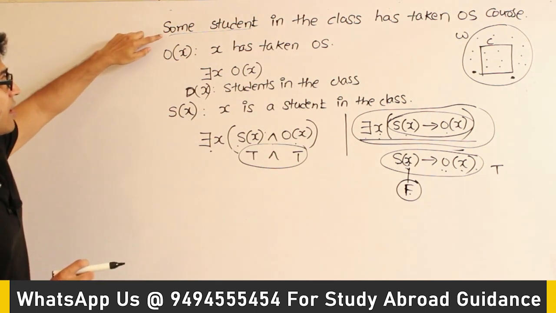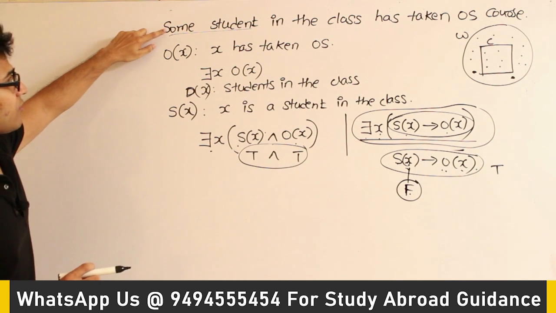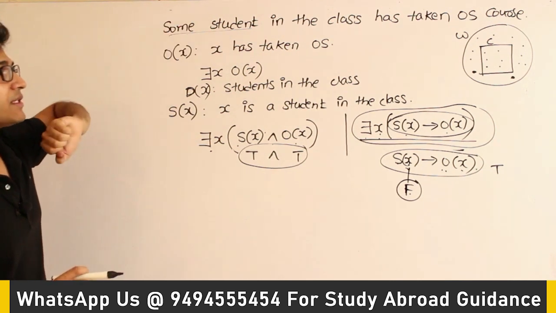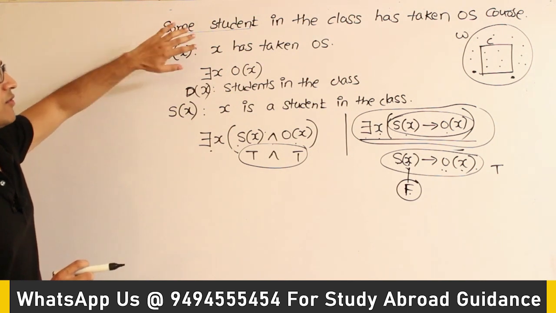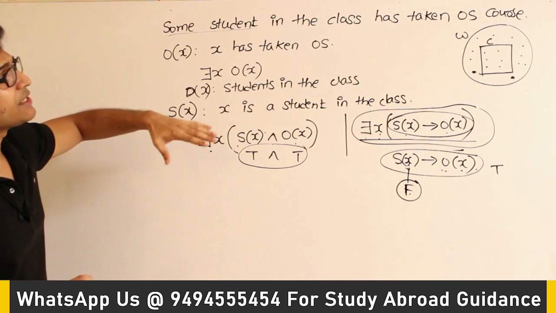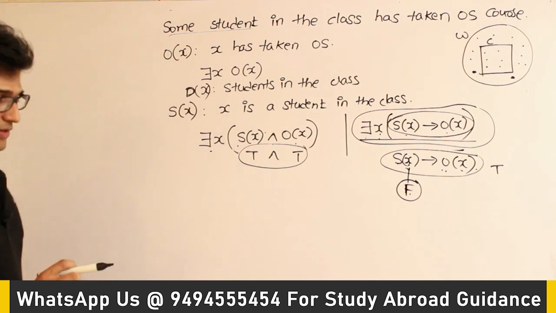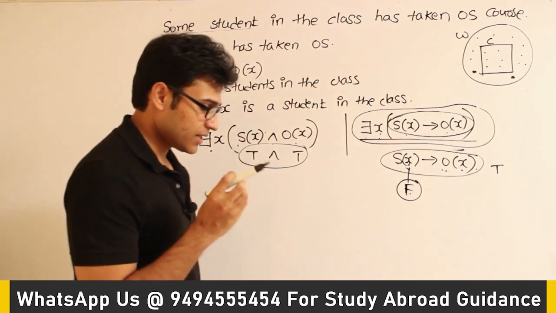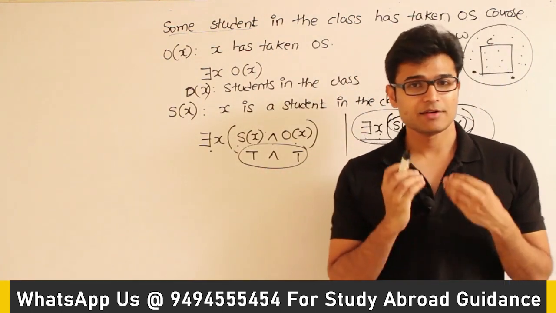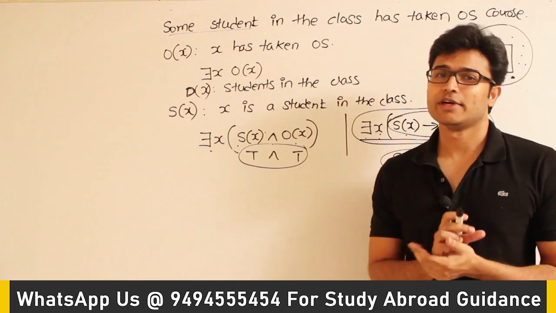See, if this is some student in the class has taken a course, what will be the negation of this? The negation of this will be no student in the class has taken the course. See, when you are trying to talk about the negation, even there also some people will get confused. So let me just tell you in the two examples.